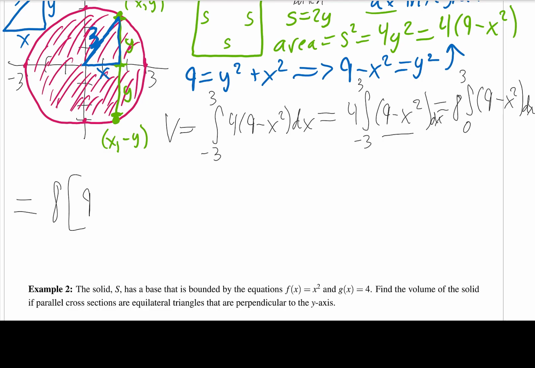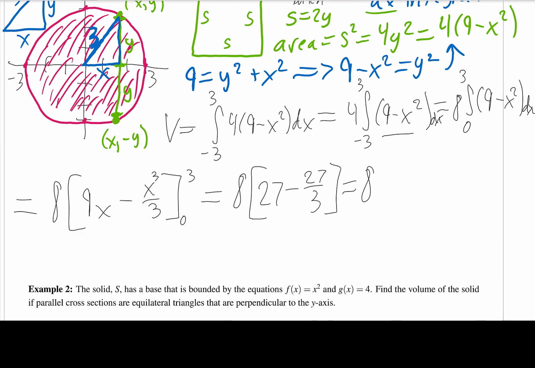times, let's see, the integral of 9 would be 9x minus x cubed over 3, evaluated from 0 to 3. So this is going to be 8 times 27 minus 27 over 3, which is 9. So that means we have 27 minus 9, which is going to give us 18. And so our answer should be 8 times 18, which is 144 as our answer.